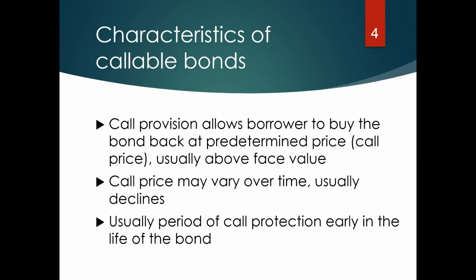Let's see some characteristics of callable bonds. The call provision allows the borrower, that means the person selling you the bond, to buy it back at some predetermined price. And usually this price is above the face value. Now that call price can vary over time and it usually declines. Finally, there's something called the call protection period. This call protection period is a clause that protects the bond from being bought back by the issuer before a certain time.